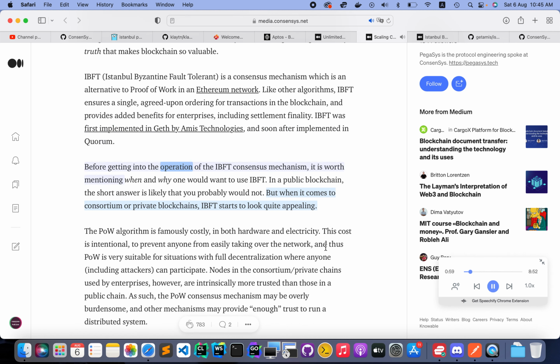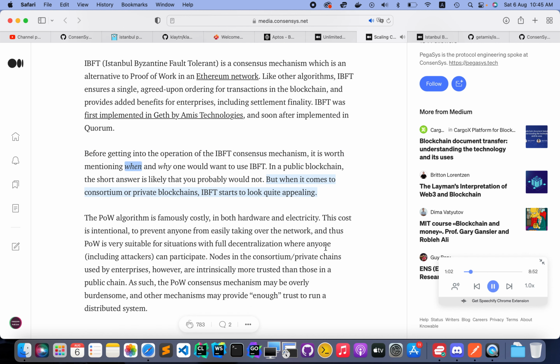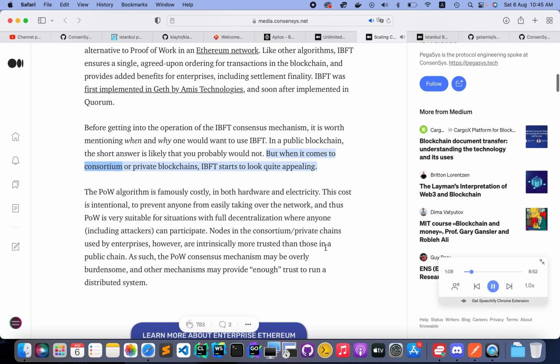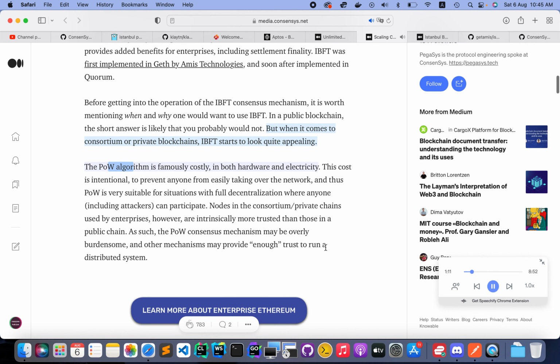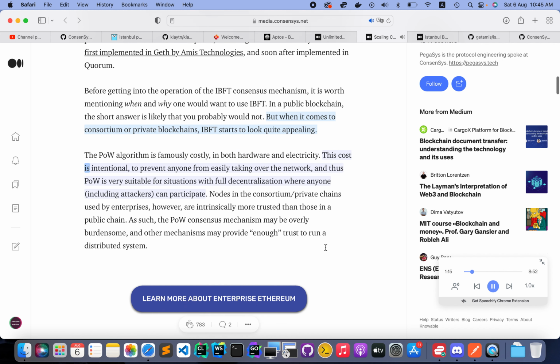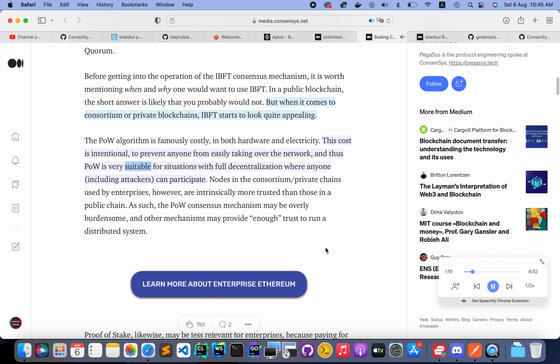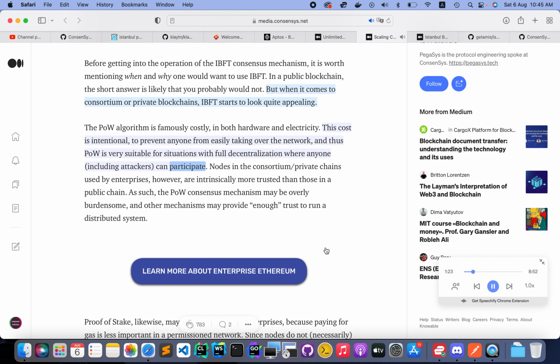Before getting into the operation of the IBFT consensus mechanism, it is worth mentioning when and why one would want to use IBFT. In a public blockchain, the short answer is likely that you probably would not. But when it comes to consortium or private blockchains, IBFT starts to look quite appealing. The POW algorithm is famously costly, in both hardware and electricity. This cost is intentional, to prevent anyone from easily taking over the network, and thus POW is very suitable for situations with full decentralization where anyone, including attackers, can participate.